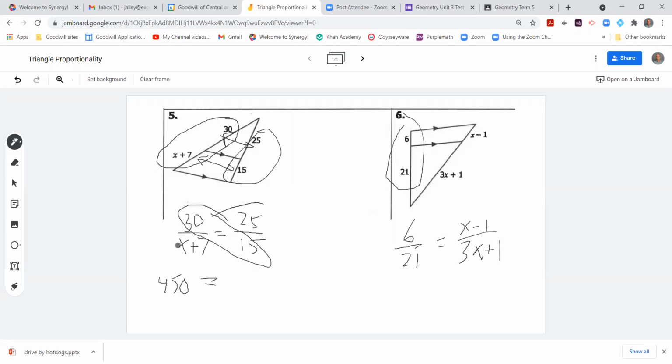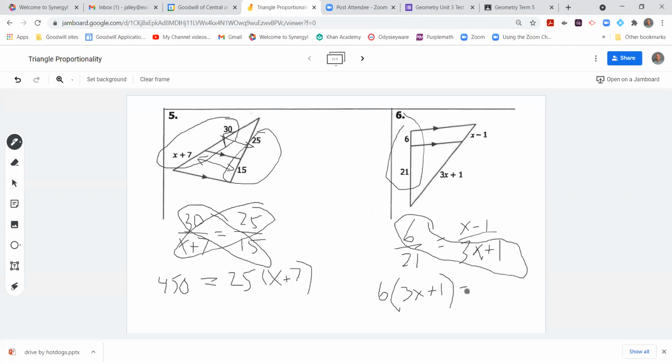Make it equal to the other one. When you do that cross, though, now you've got a distributive property to deal with because it's 25 times that whole expression. Same thing over here. We're going to get 2 distributive property problems out of this one. 6 times 3x plus 1 is going to equal the other cross, 21 times x minus 1.